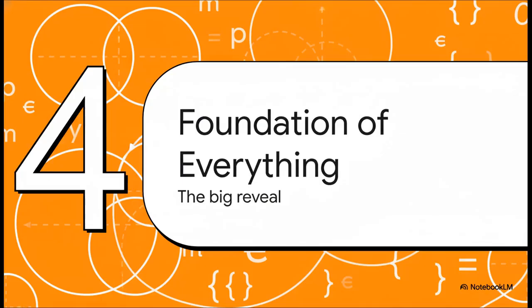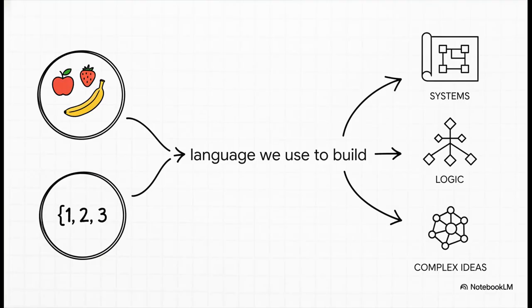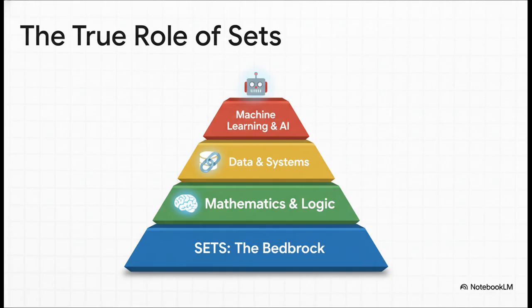So we have the definitions, we have the rules, but why does any of this matter? I mean, why is this simple idea of grouping things so ridiculously important? Well, this is the big reveal. Because sets aren't just a way to group stuff together. They are the fundamental language we use to build our entire logical world. At the very bottom, sets are the bedrock of all mathematics. From there, we build the language of logic. And on top of that, we build the architecture for databases and computer systems that run our society. Every single time you search a database, you're actually performing set operations. It goes all the way to the top, where even cutting-edge fields like machine learning rely on these exact principles.